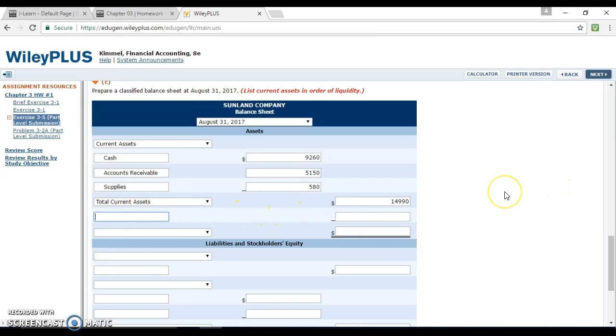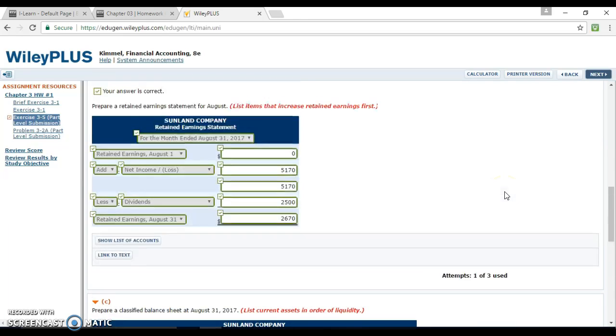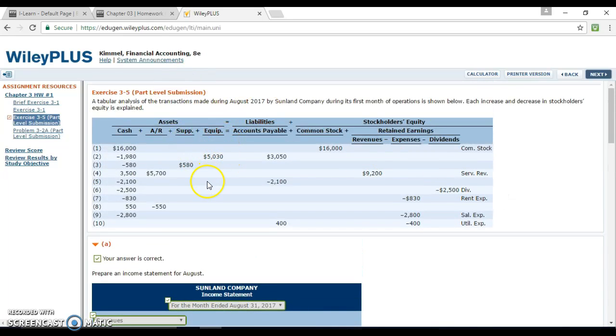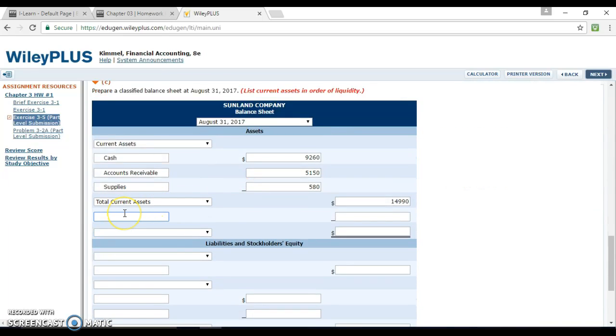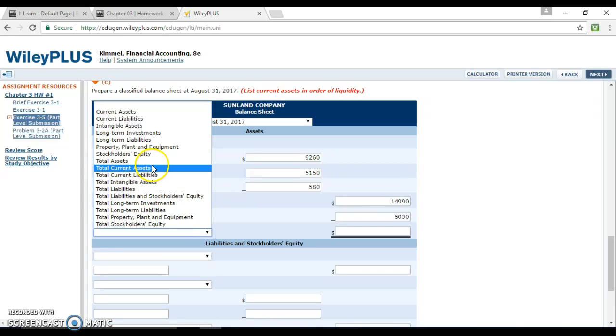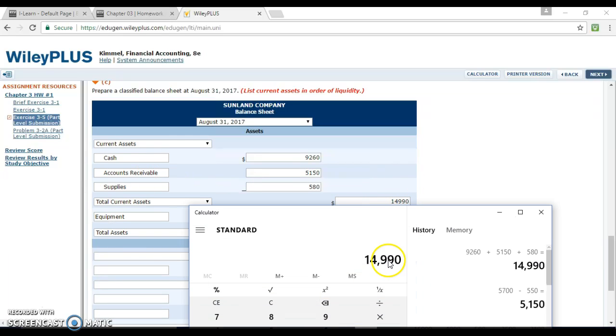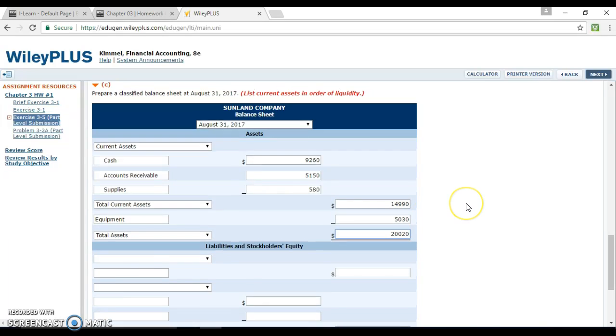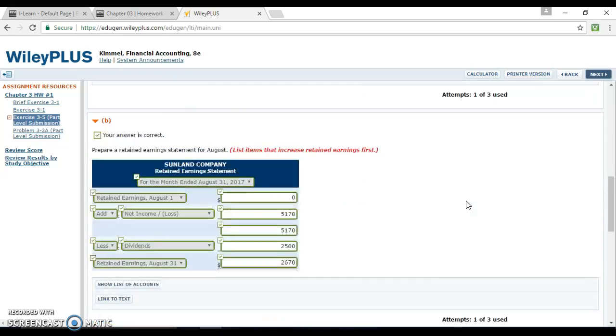The next item is going to be our plant, property, and equipment. Now the only thing that we have on here is equipment. So we've got $5,030 in equipment. There's no other transactions there, so that is our total. So we'll go ahead and put equipment here. Then total assets is going to be the $14,990 plus $5,030 is $20,020. Double check my numbers there.